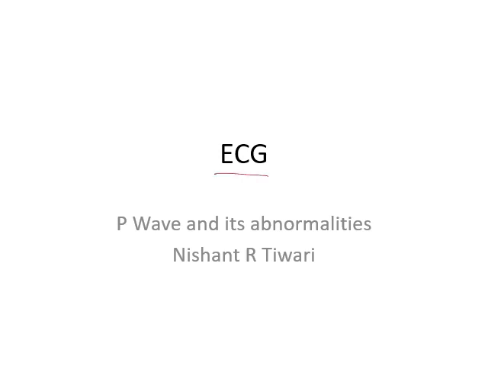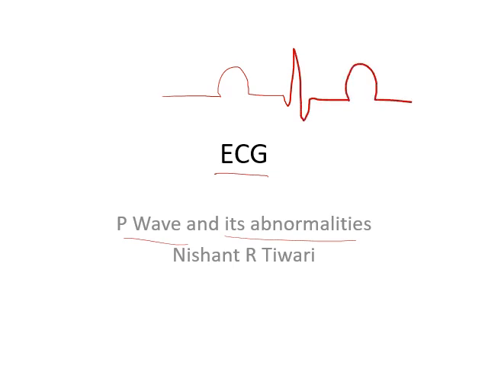In this video, I want to talk about P waves and its abnormalities. So this is how a P wave looks like, and this is a QRS complex and this is a T wave. Today our focus is going to be this part.